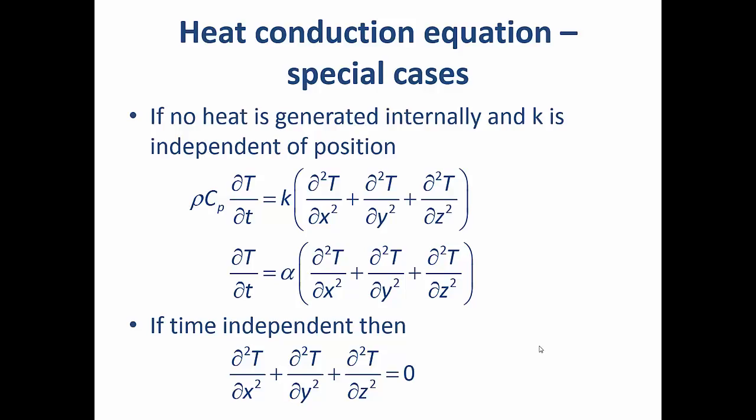Now, if no heat is generated internally, then Q dot will go to 0. We've already said that we'll consider the case of k being independent of position, and in those circumstances, if Q dot is 0, obviously that term has disappeared. I can now cross multiply by rho Cp, and that will give me k over rho Cp, which we also know as alpha, or the thermal diffusivity. If this equation is time independent, then clearly the left hand side, the time dependent term, will be 0, and we end up with this relatively simple expression shown at the bottom of the slide.